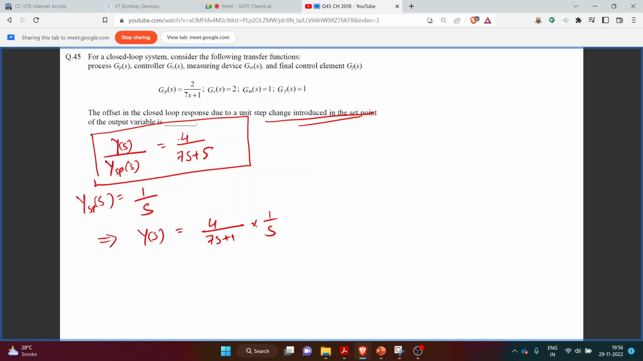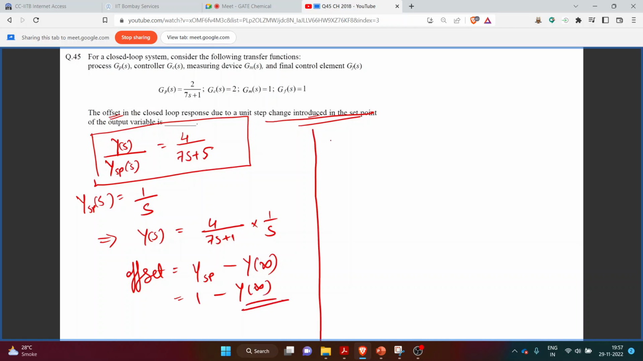Now in this question we have to find the offset. So we define this offset as whatever the set point is minus the ultimate or the final value or the steady state value of the system, that is Y of infinity. So here we are introducing a step change in the set point, so that is YSP will be 1, and we have to find this Y infinity.